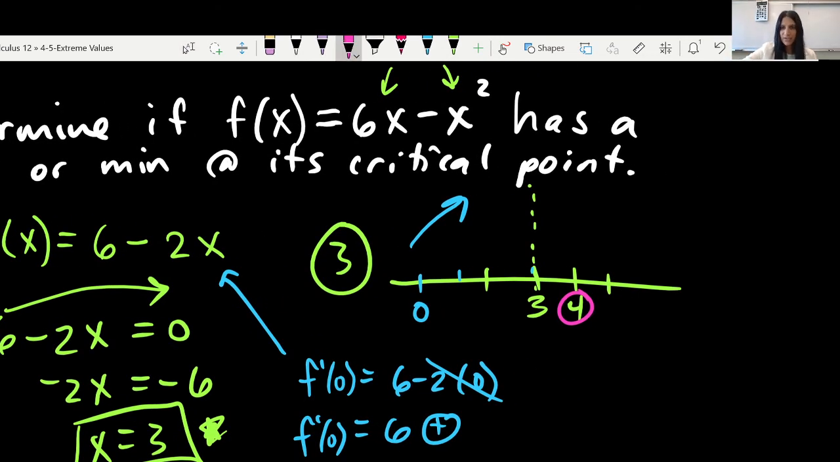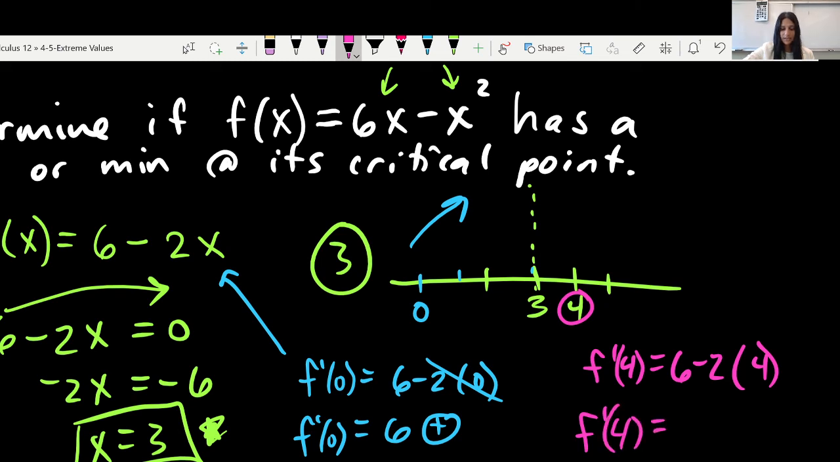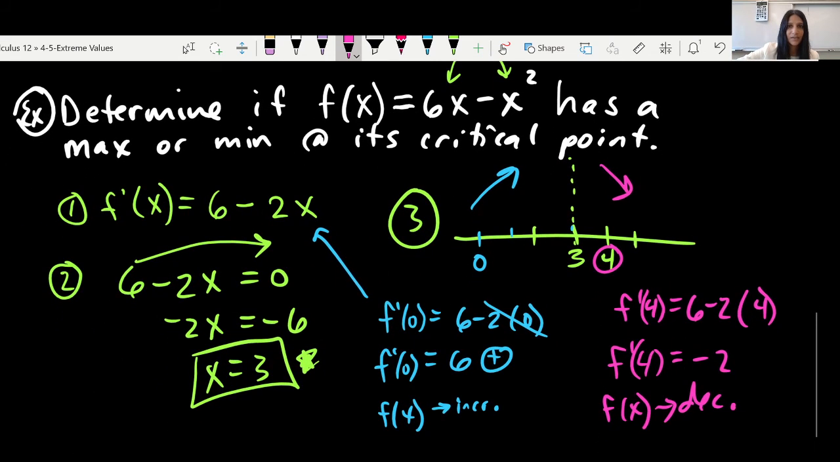Now let's do the same thing with this value of 4. f prime of 4, I plug it in, 6 minus 2 times 4. When I work my way through this, f prime of 4 ends up being 6 minus 8, so it's negative 2. So my f of x at this point is decreasing, so I know that it would be going downwards this way. Therefore, we know that we have a maximum because it went upwards to downwards, so it changed directions, indicating that there's a maximum and not a minimum at that point.